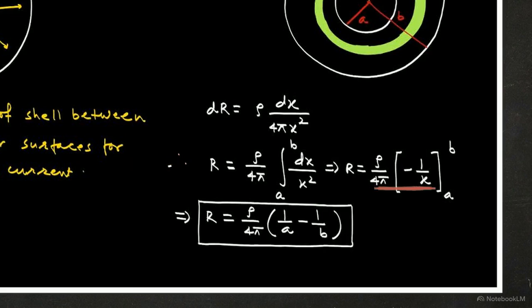Solving the integral of 1 over x squared gives us negative 1 over x. Evaluating from a to b yields the final exact formula for the shell's total resistance, rho over 4 pi, times the quantity 1 over a minus 1 over b.